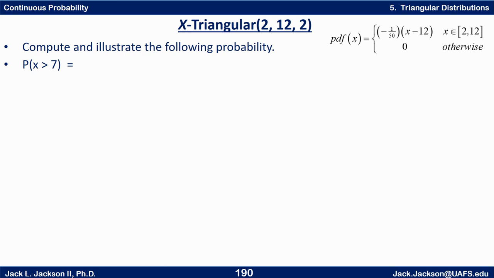All right, here's another one for you to do. Same function, same graph. Shade the part that's the probability that we need here and calculate it. Press pause now. We're trying to find the probability that x is greater than 7 here.